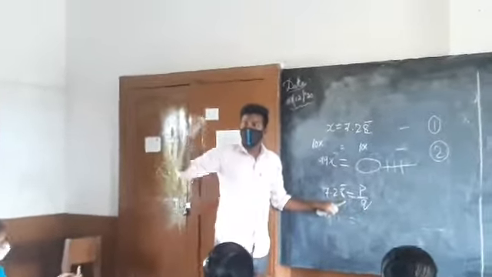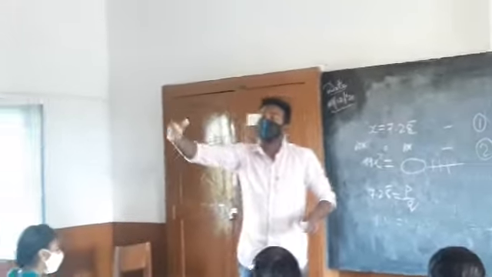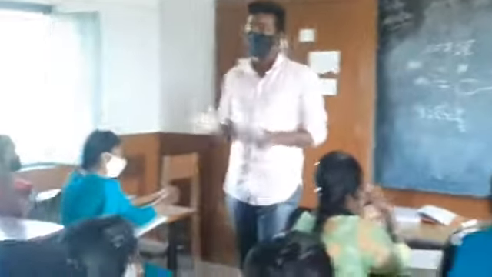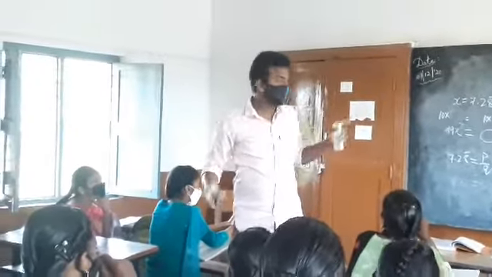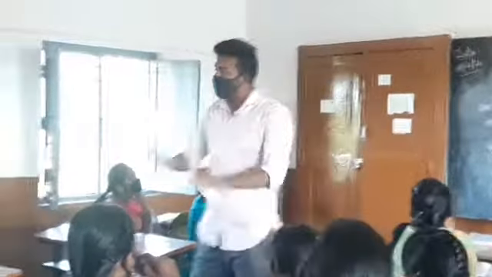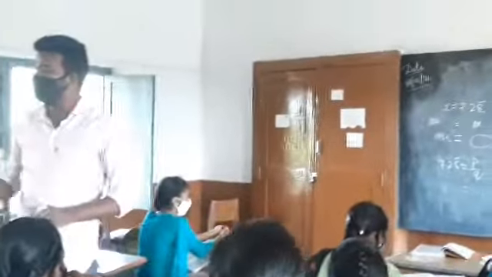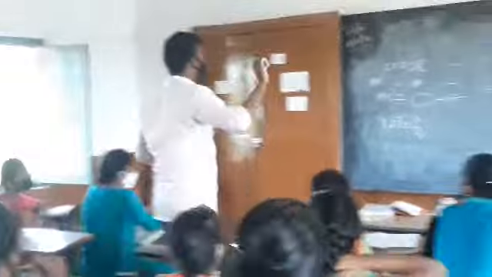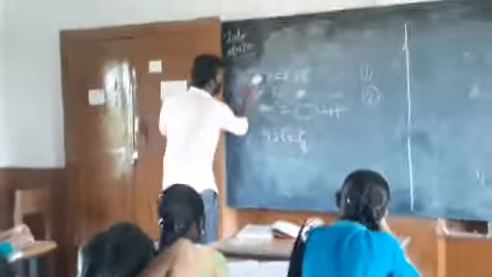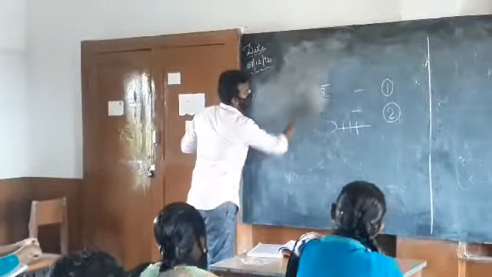So non-terminating recurring decimals are also called rational numbers. Only the non-terminating, non-recurring decimals are the irrational numbers, are the thieves, are the culprits. Okay, that is all we are about to discuss today.